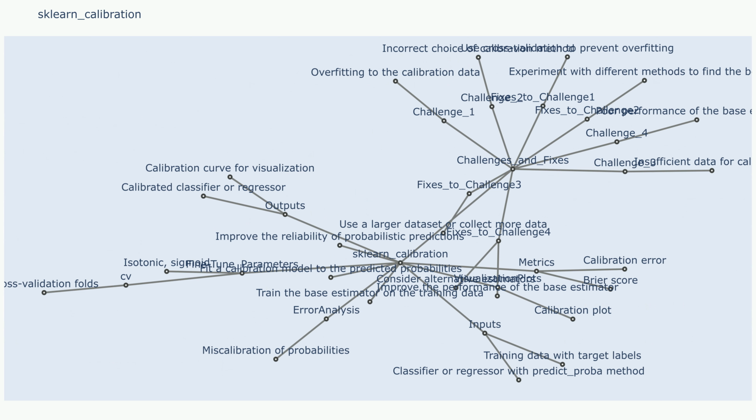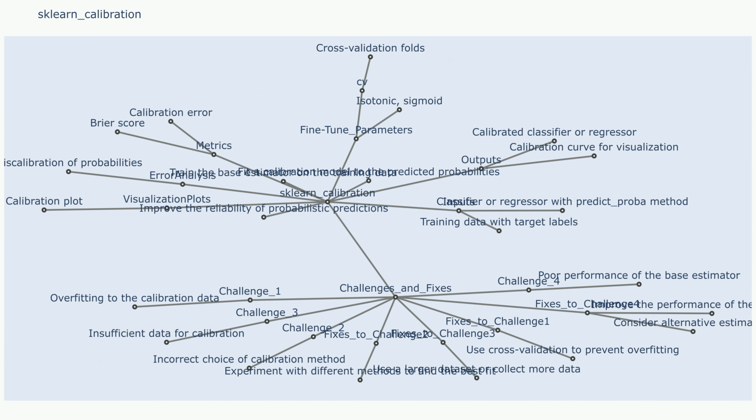Metrics. Metric 1. Brier score. This metric quantifies the mean squared difference between the predicted probabilities and the actual outcomes. Lower Brier scores indicate better calibration. Metric 2. Calibration plots visualize the calibration by plotting the predicted probabilities against the observed probabilities. Ideally, the points should lie close to the diagonal line, indicating good calibration.